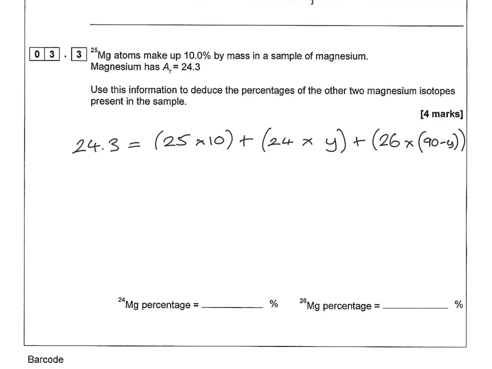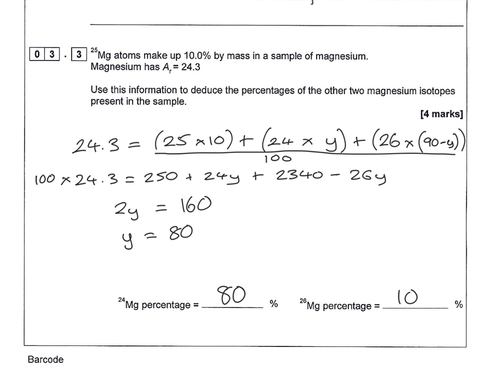Okay, it's then just a case of seeing how good your algebra is, rearranging that and working out a value for y. So if y equals 80%, that means the isotope with a mass of 24 is going to have an abundance of 80%. We know that the two of them together added up to 90, so the abundance of the isotope with 26 must be 90 minus y, so that's 90 minus 80, which gives us an answer of 10%.